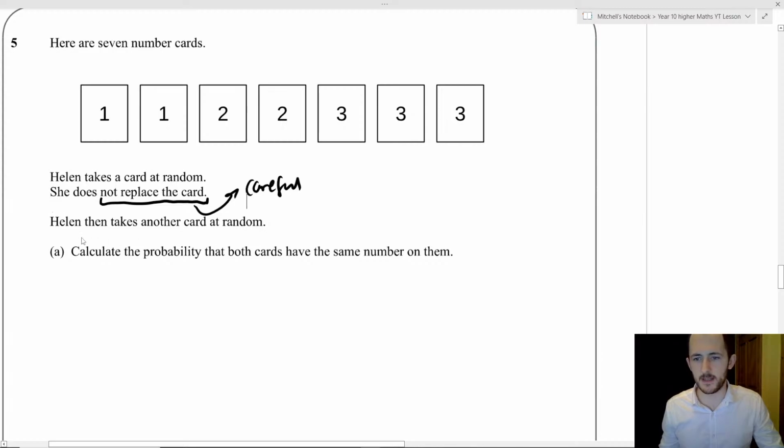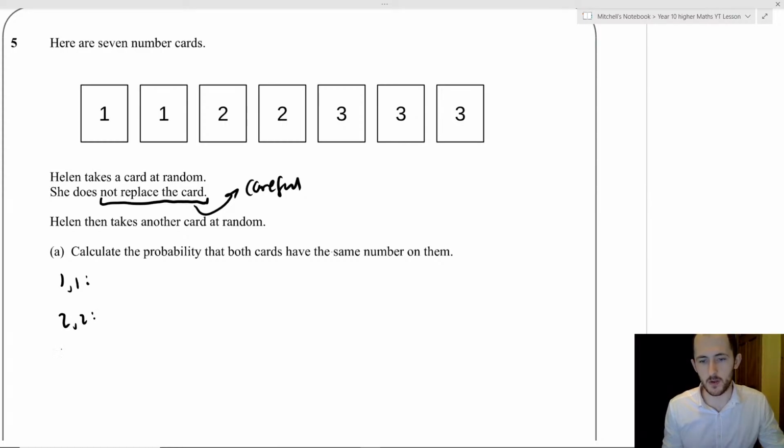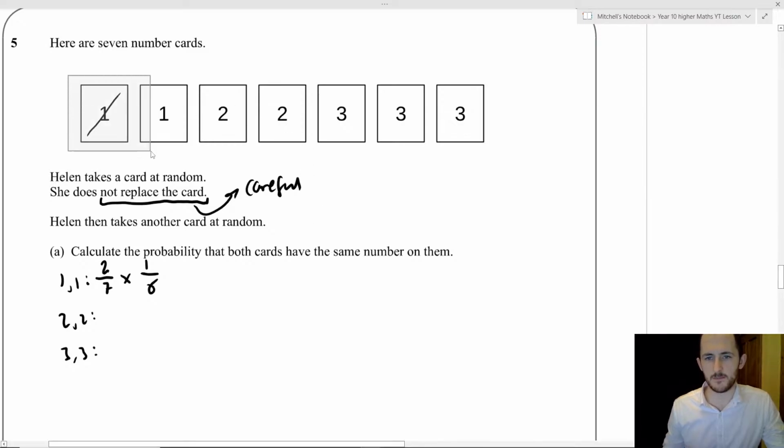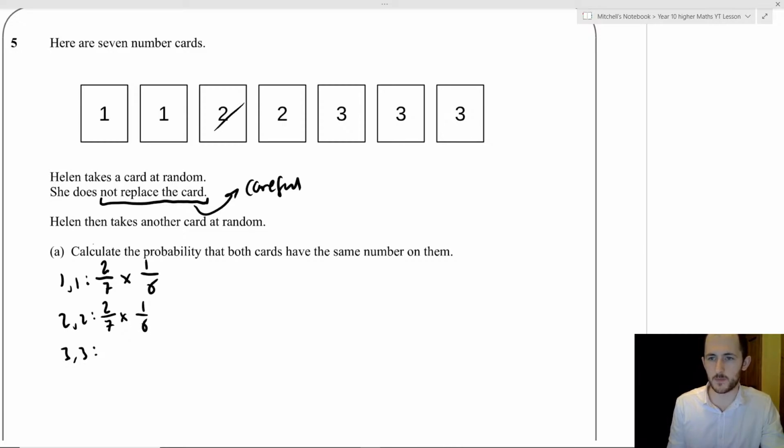Then takes another card at random. Both cards have the same number. Well, either it's going to be a 1, 1, or a 2, 2, or a 3, 3. Okay? What about the probability of getting a 1, 1? Well, at first it's 2 out of 7. Right? So there are 2 1s out of 7 cards. Then one of the 7 goes away. So we have 1 left over, out of 6 total cards. 2, 2, once again, it's 2 over 7. And it'd be 1 over 6 again because there's only 2 cards. Cross one out, left with that.